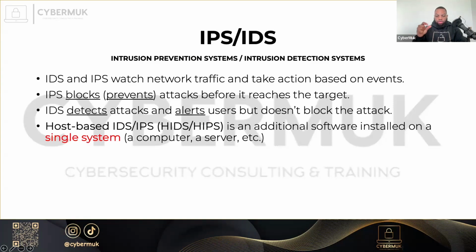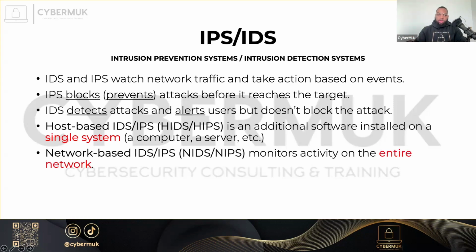So these are on a computer, on a server. They are installed as software on an individual system. So in a network, you can have 100 computers and all 100 of them can have a HIDS and a HIPS, host-based intrusion detection system and host-based intrusion prevention system. And similarly, you have network-based IDS and IPS, NIDS and NIPS. This monitors activity on an entire network. You have network-based IPS and network-based IDS.